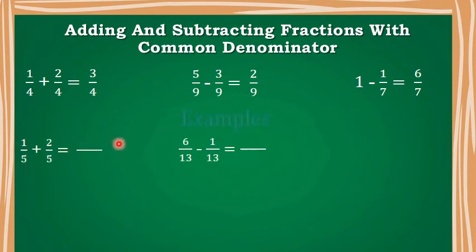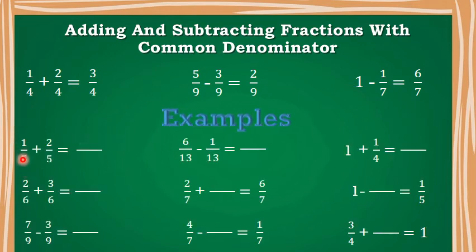Let's solve some examples. 1 over 5 plus 2 over 5. Put 5 out, then add. 1 plus 2 will be 3. Another one. 2 over 6 plus 3 over 6. Put the 6 out, then add. 2 plus 3 will be 5. Here, same denominator is 9, will be 9. 7 minus 3 will be 4. 6 over 13 minus 1 over 13. Put denominator out, 13. 6 minus 1 will be 5.